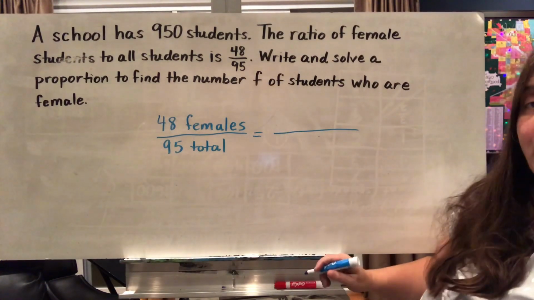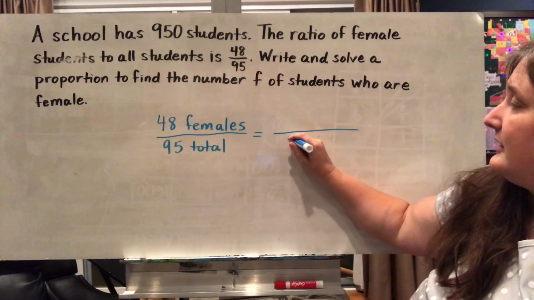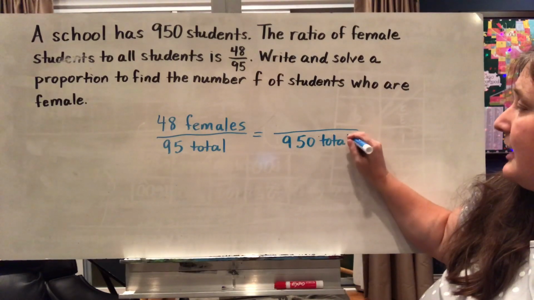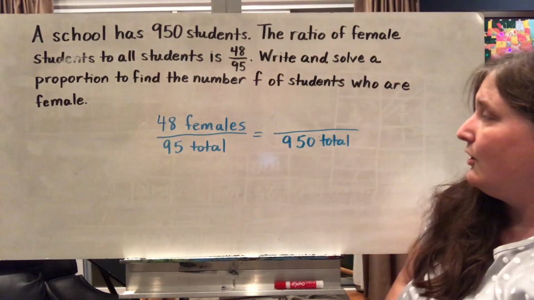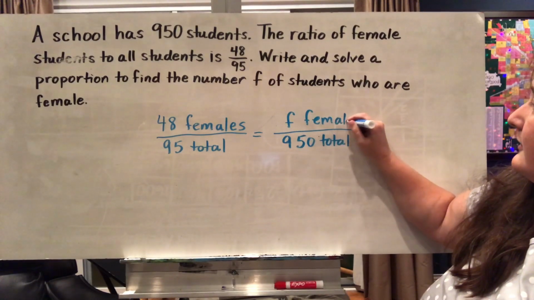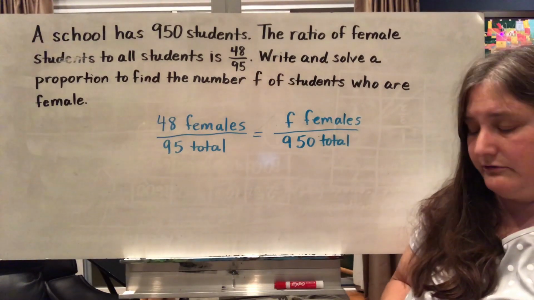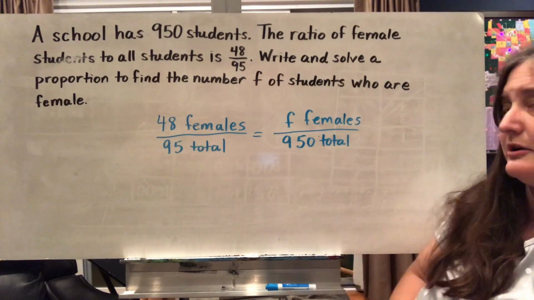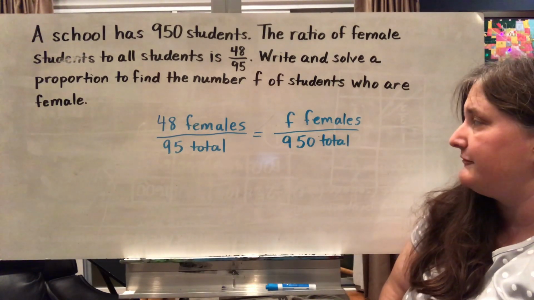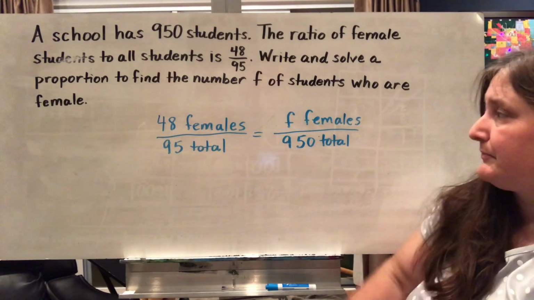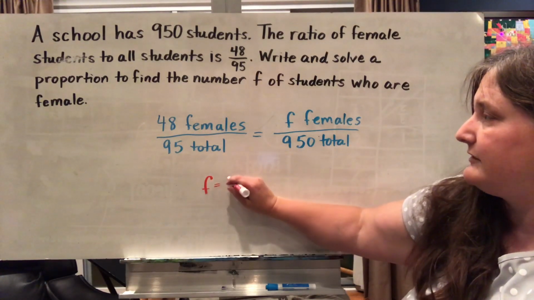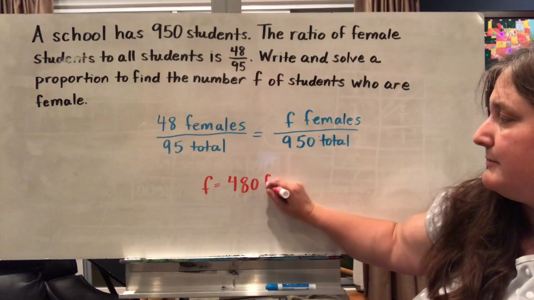And in this school, the total is the one given to us. It's 950. And they're wanting to know if it was increased to 950, how many females would we have in this school? We're going to call this F, F females. So we're going to do this mentally. Here is my completed one, 95 to 950. To get from 95 to 950, I'm multiplying by 10. So up here I'm going to do the same thing, 48 times 10. The value F stands for 480 female students.